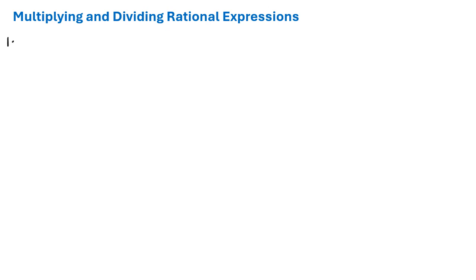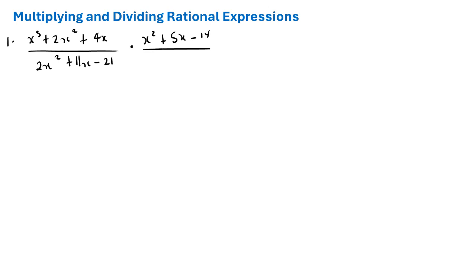So number one, we are looking at multiplying x to the third power plus 2x to the second power plus 4x, divided by 2x squared plus 11x minus 21, times x squared plus 5x minus 14, divided by x to the third power minus 8. All right, I know this looks intimidating, but I think it'll be fun. It will only be fun.